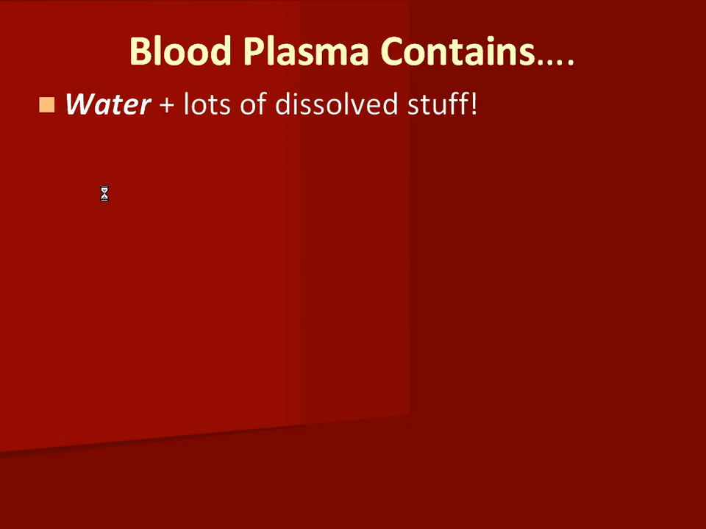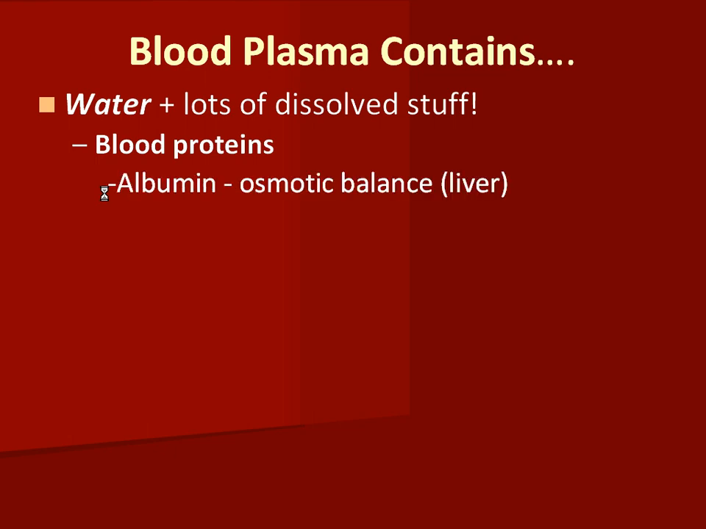Blood plasma also contains, we had said the water, those 3 kinds of cells. There are blood proteins, so different proteins floating around in there. One of them is called albumin, which is something that your liver uses to maintain osmotic balance, to regulate how much water goes in or out of the blood. We don't need to worry too much about that, but just so you know.